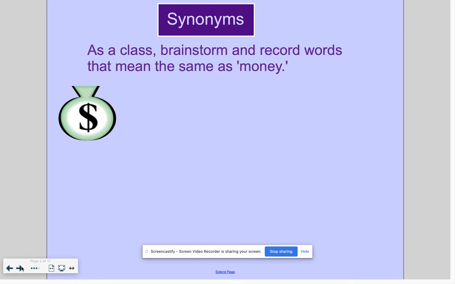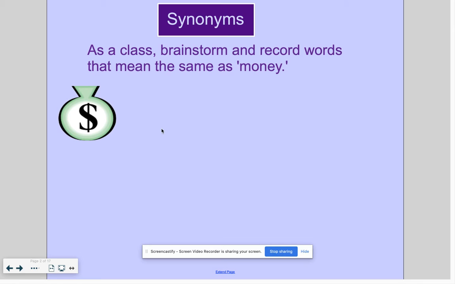So let's take a look at some examples. It says as a class, but we're not going to do this as a class. What I want you to do is pause the video and see if you can come up with as many words that mean money as you can. So pause the video and see what you can come up with.